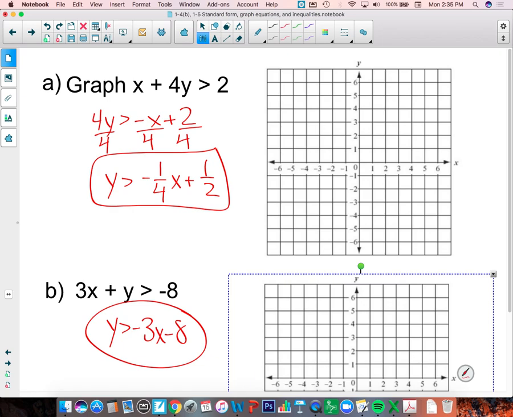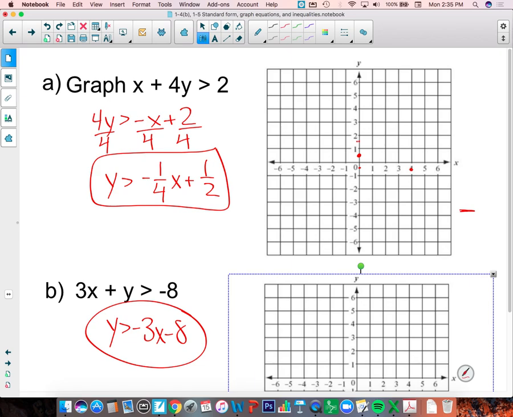I got to start at 1/2. Okay, that's okay. We can still do that. So 1/2, you're just going to kind of eyeball it. 1/2 is right in there. And then I'm going to go down 1 over 4. So it's going to be a negative. It's going down this way. So down 1 over 4. We're here. And then we can go back the other way.